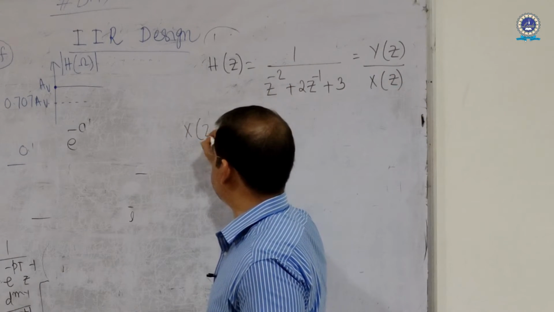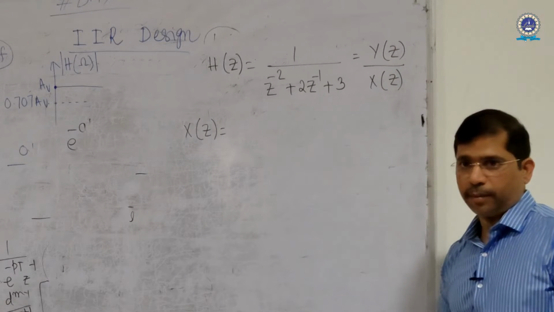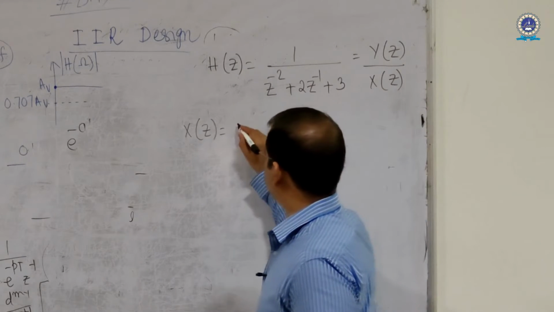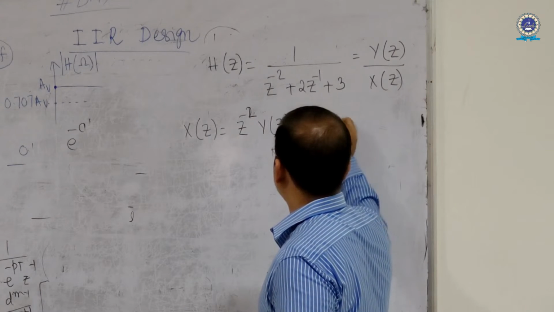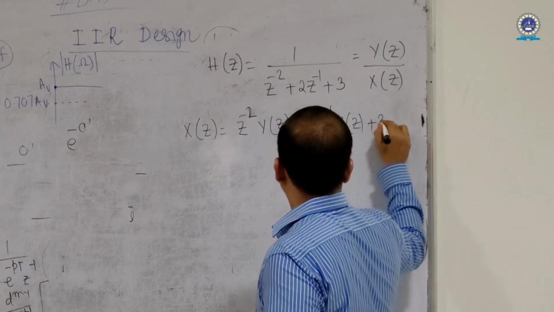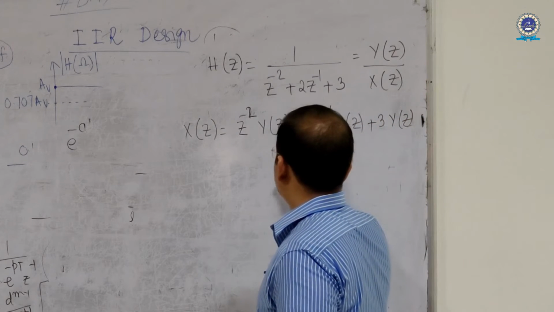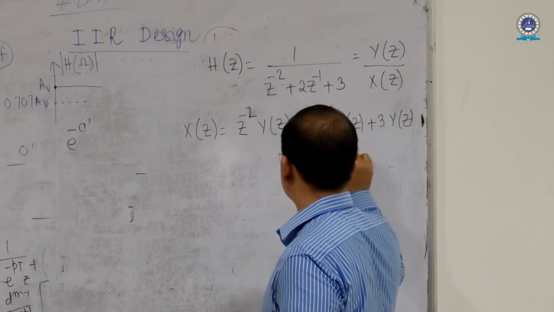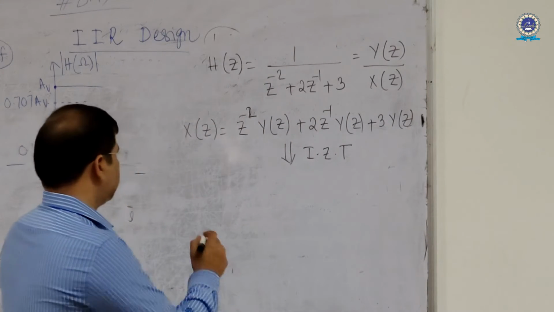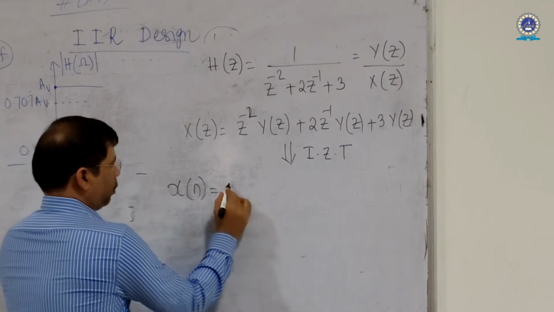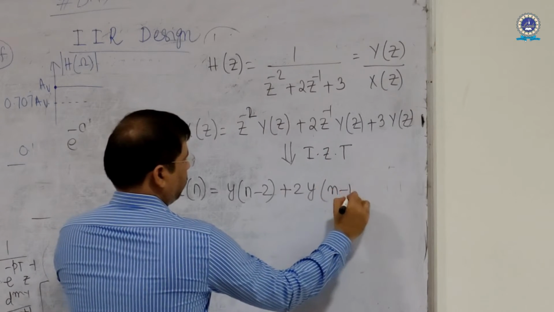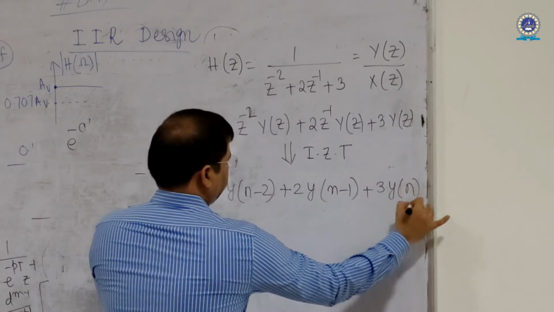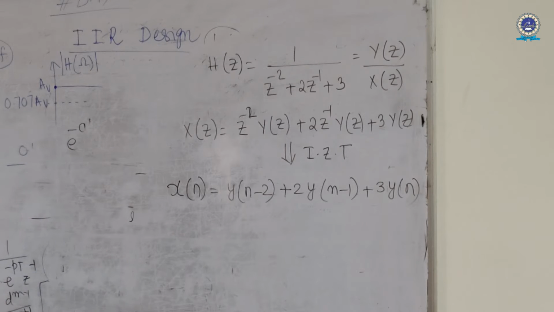So you multiply by X of z. While you are converting this, you can apply z power minus 2. You get 2 delay elements: Y of z plus 2 z inverse Y of z plus 3 Y of z. Now you have to apply the inverse z transform there. Then what do you get? You get x of n equal to y of n minus 2 plus 2 y of n minus 1 plus 3 y of n. Is it stable or unstable?